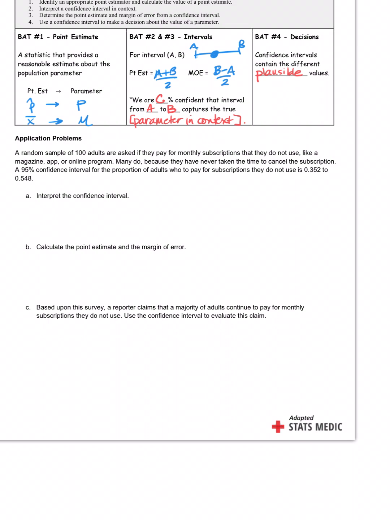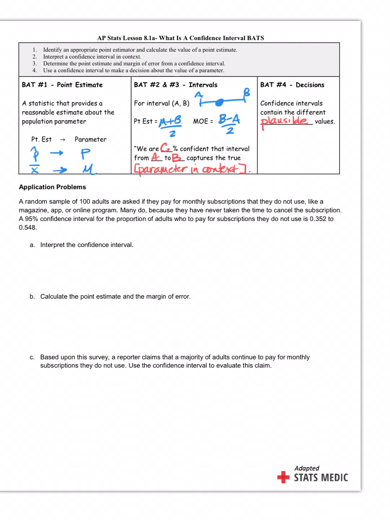All right, A, B, C. I want you to do an A and B. I want you to attempt C. If you can't do it, just hold on and we'll do it together. The wording is a little different than you've seen, but you probably figure it out. A, you're interpreting the interval using that sentence we have right up here. And B is you're going to find the point estimate and the margin of error. Okay? They gave us the interval right here, 0.352 to 0.548. All right? I'm going to give you a couple minutes, and then we'll come back and check.